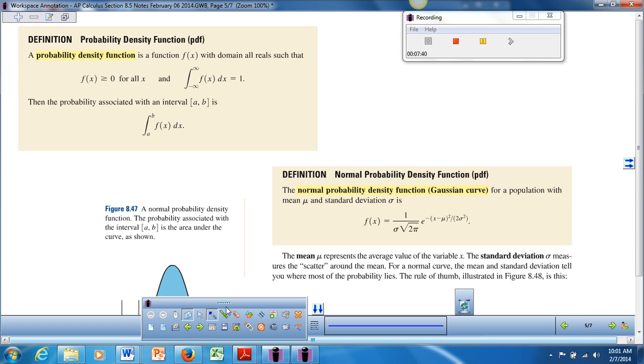A very useful application of integrals is in probability and statistics. The first thing that we need to understand is the definition of a probability density function. You'll see it abbreviated PDF. A PDF is a function with the domain in all reals, and the function is above 0 everywhere, so it's never going below the x-axis. And the area under the curve from negative infinity to infinity of the function is 1.